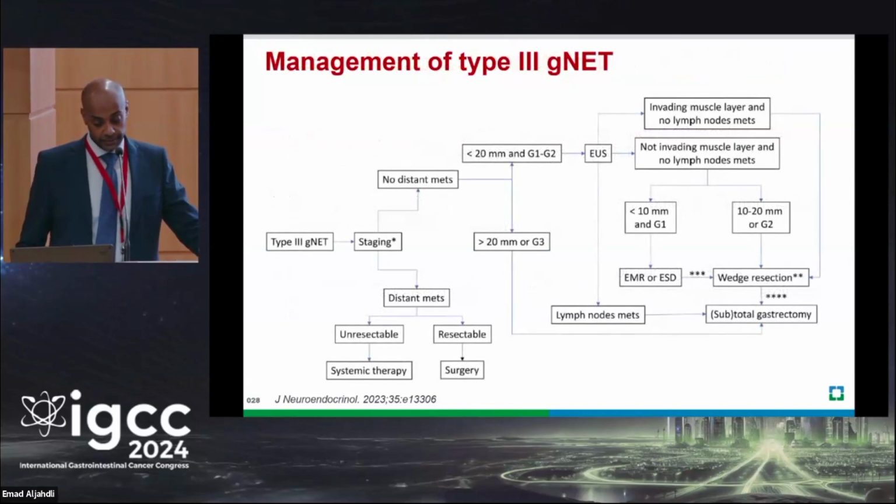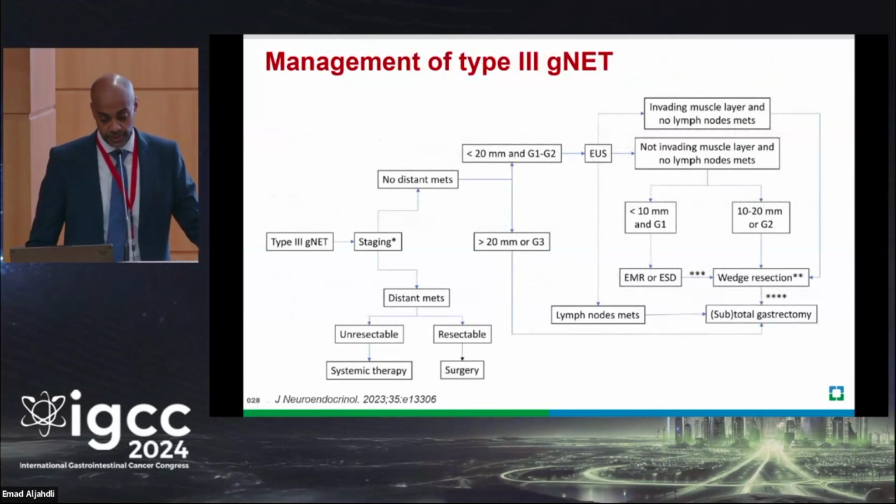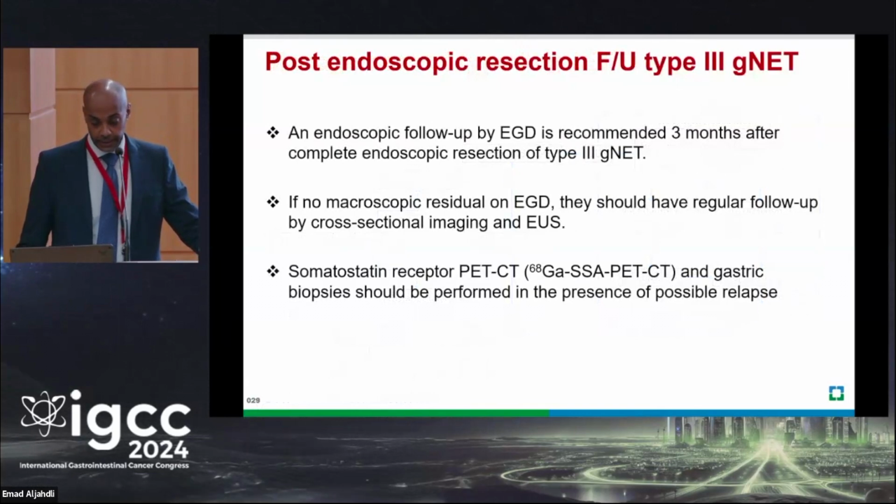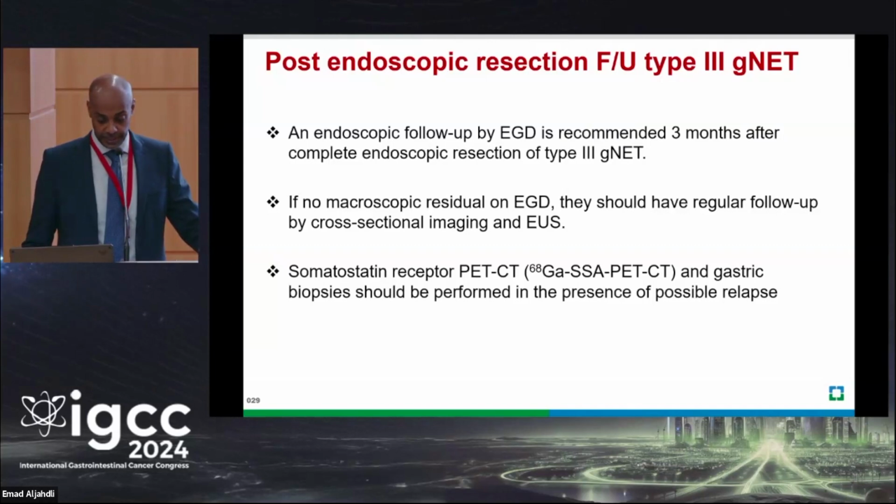For type 3, it's very different. We need to first stage the patient and make sure that there is no distant metastasis, and then depending on the size and the grading activity, there may be a role for endoscopic resection, but the majority of these lesions should be managed by surgery. And even if there is a complete resection for that type 3, the surveillance should be at a much shorter interval, in 3 months, with close follow-up and extensive investigation with EGD, cross-sectional imaging, and EUS, and have a low threshold for functional imaging in the suspicion of a possible relapse.